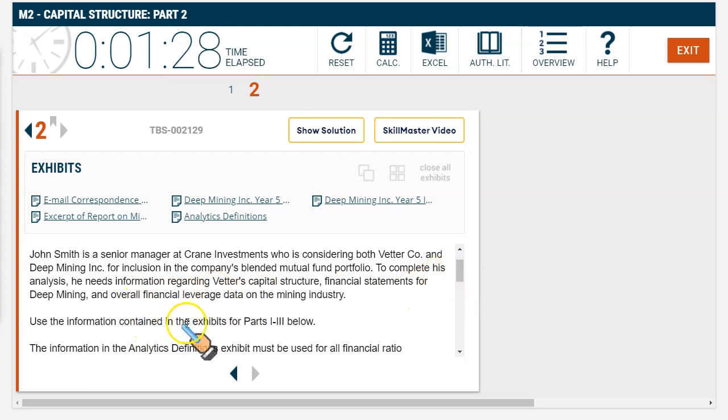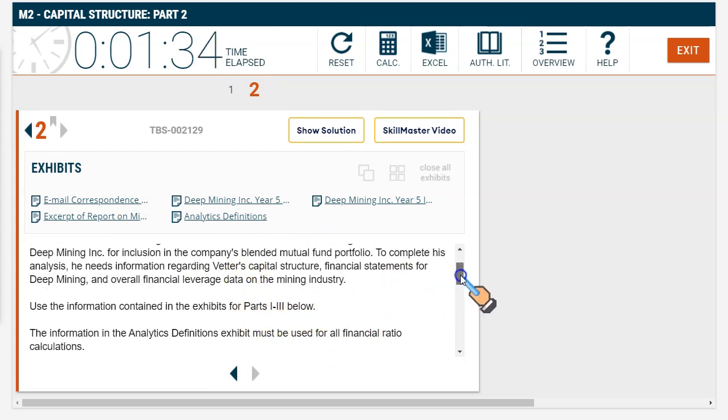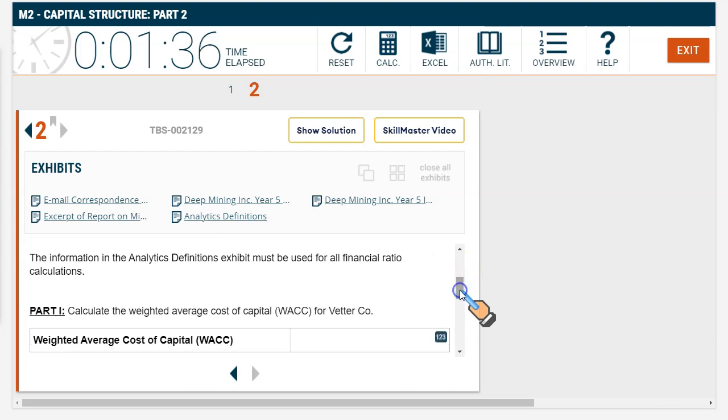Use of information contained in the exhibits. There are 5 exhibits for part 1 to 3 below. The information in the analytics definition exhibit must be used for all financial ratio calculations. First part says calculate the weighted average cost of capital for Vetter Company.